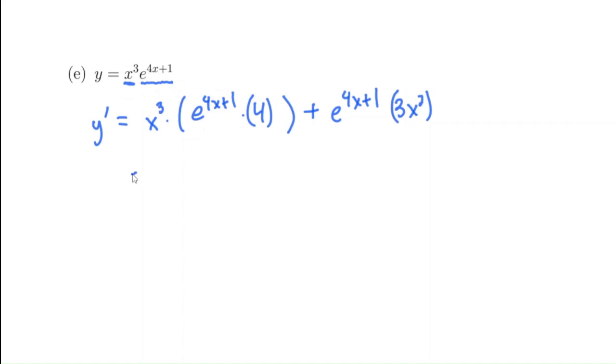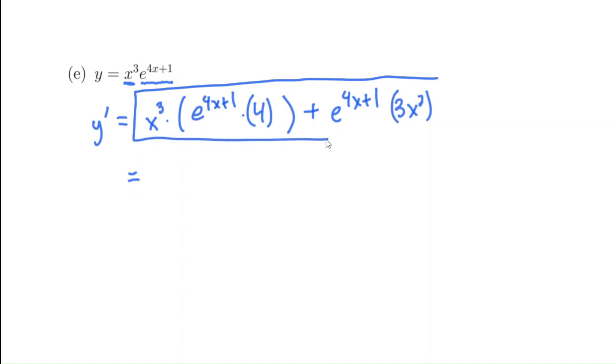Now we could simplify our answer a little bit. In fact, if you're to see this in the back of a book somewhere and check your answer or check an answer on MyMathLab, it might be simplified. And so let's actually simplify this. Let's bring the 4 out front here and write this as 4x cubed times e to the 4x plus 1. And over here, let's write the 3x squared first and write this as 3x squared times e to the 4x plus 1. So this would be another way to write your answer.